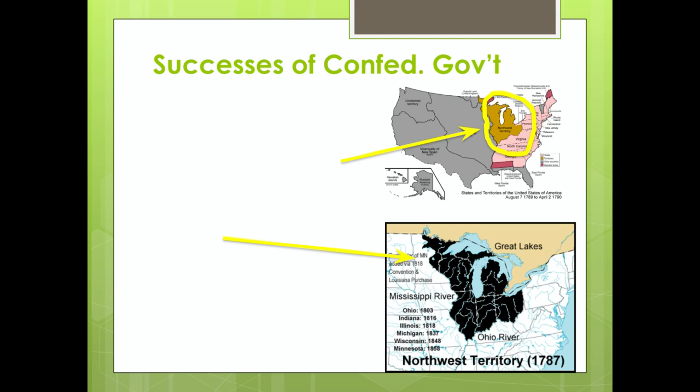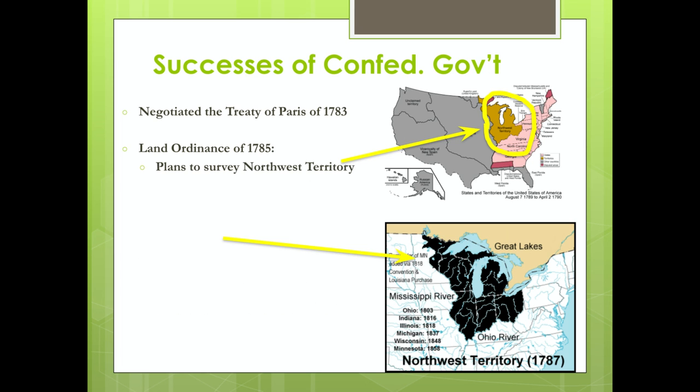But for all of its problems, there were some successes of the Articles of Confederation. The first one being that they negotiated the treaty that ended the American Revolutionary War, and that's the Treaty of Paris of 1783. They also issued the Land Ordinance of 1785, which is going to pretty much survey the land that they got after the American Revolution, the land that was west of the Appalachian Mountains leading up to the Mississippi River. So they began to survey that land and figure out what they had.